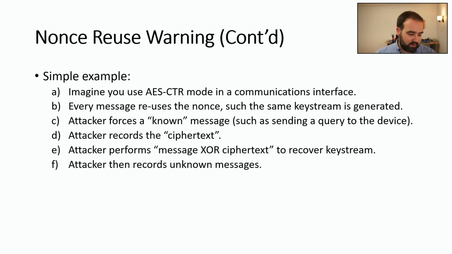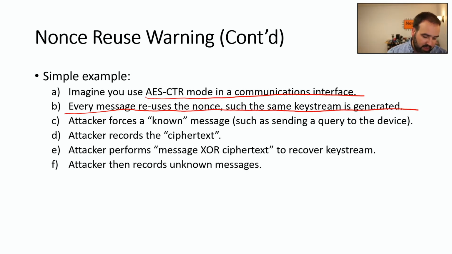The other example is, imagine again we had this AES counter mode and, say, a communications interface, which is fairly common. Let's make it a worst case, where the nonce is reused on every message; it just reinitializes to the same value. Well, you could just force a known message. You could send a query to the device where it responds in a way where you know what the answer is. You record the ciphertext. Again, you do message XOR ciphertext, which gives you the key stream. And then you record unknown messages and you can freely decrypt them.